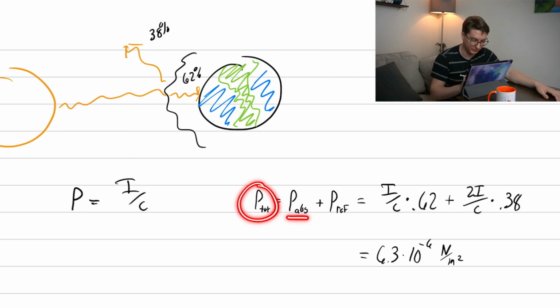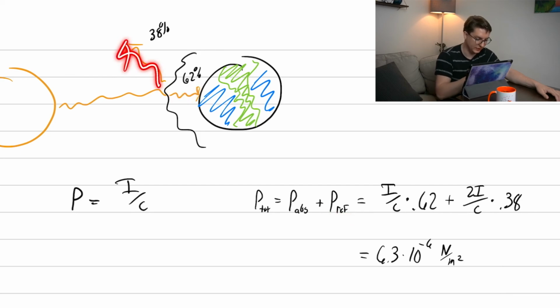So the total pressure is going to be the absorptive pressure, the pressure from things getting absorbed, plus the pressure from the things getting knocked away. Say about 62% of light comes in and gets absorbed, and 38% gets knocked away. So that's going to be these two numbers. Remember, it's I over c, and the amount that is getting reflected off counts for double. If we add that up, we find it's 6.3 times 10 to the negative 6 newtons per meter squared, or pascals. Now, is that a lot?